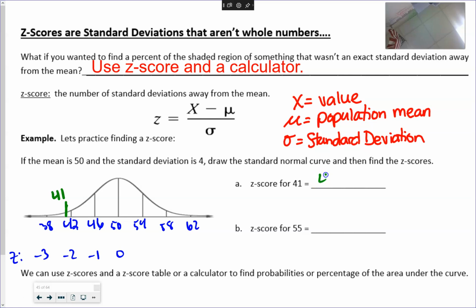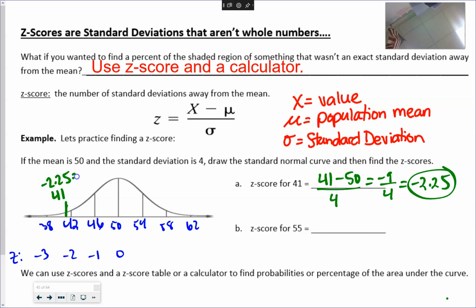Well, my value is 41 minus my mean, which was 50, and we divide that by the standard deviation, which was 4. That simplifies to -9/4, which is -2.25, which I said was going to be in between -2 and -3. So this is -2.25 for a z-score of 41.